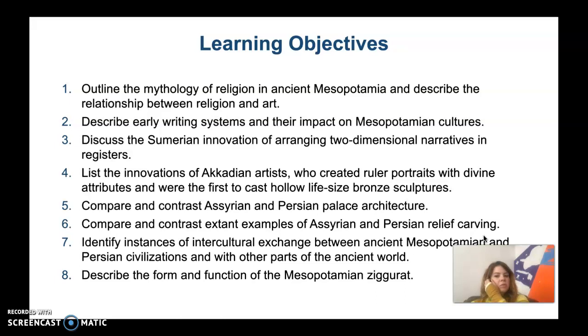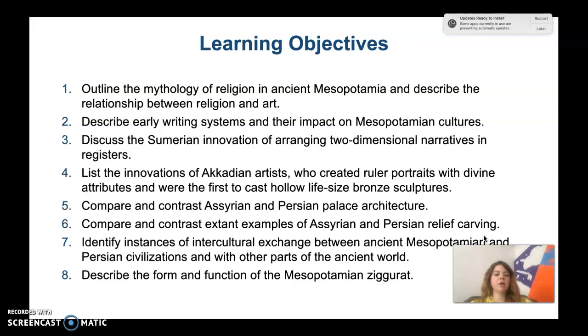Mostly, talking about the relationship between religion and art in Mesopotamia, talking about the writing system that they came up with, talking about Sumerian innovations, pictorial innovations such as narratives and registers, talking about the innovations of Akkadian artists who created ruler portraits with divine attributes. And they also came up with hollow life-size bronze sculptures.